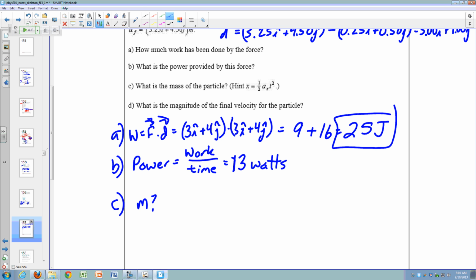And then for part C, I want to find the mass of the particle. I give a hint here that the x displacement equals 1/2 a_x t squared. So from that, you can calculate the acceleration in the x direction, because I know what my x displacement is. That's 3 meters. And I know what my time is. And then once you know the acceleration in the x direction, you know the force in the x direction, so you can find the mass. Let me try that out.